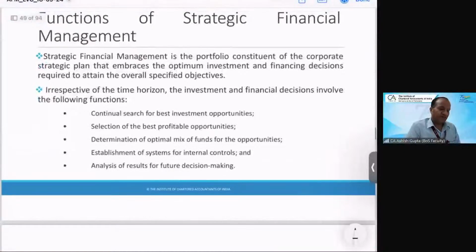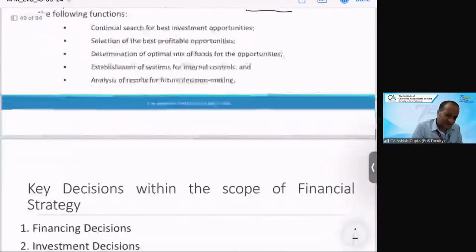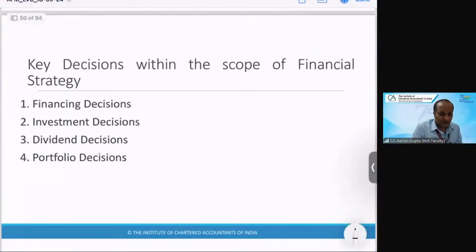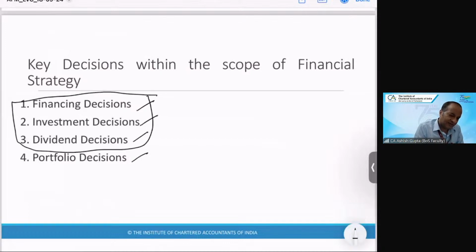Then come the functions of strategic financial management. So all theories have been covered here. You can refer to the same. What are the various financial decisions we have to make? All these are basically theoretical decisions. Then we come to the key decisions within the scope of financial strategy. Generally, these are the financing decision, investment decision, dividend decision, and portfolio decision. Of course, students, you must have covered these decisions at your intermediate level. The portfolio decision is new to you, because here I have mentioned the importance of diversification.